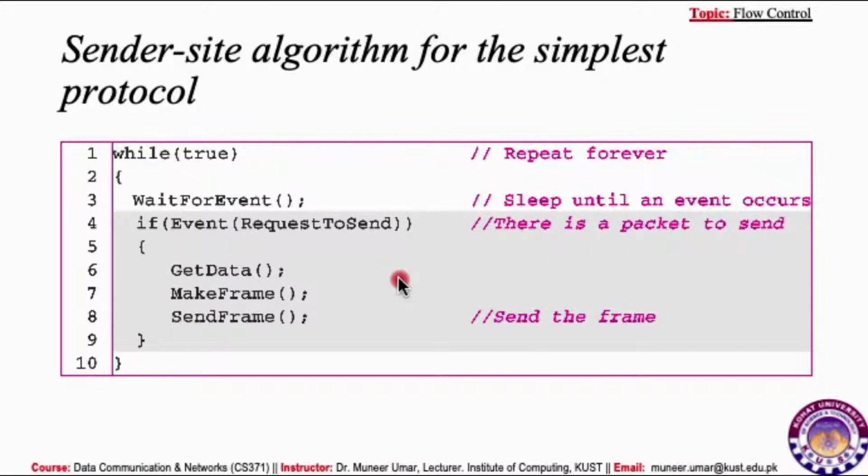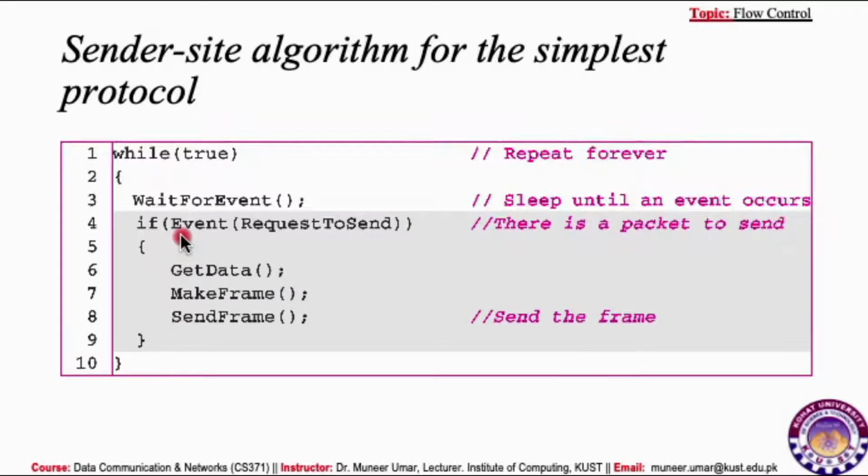This algorithm shows the procedure at the sender site. The algorithm has an infinite loop, which means that from line 3 to 9 all these statements will be executed forever. The algorithm is an event-driven one, which means that it sleeps at line 3 until an event wakes it up at line 4. There is a gap between these actions.